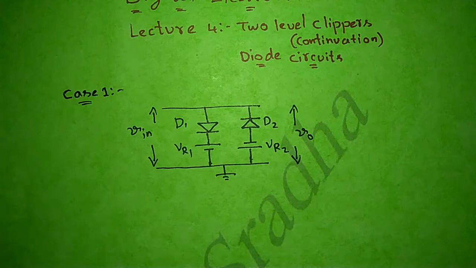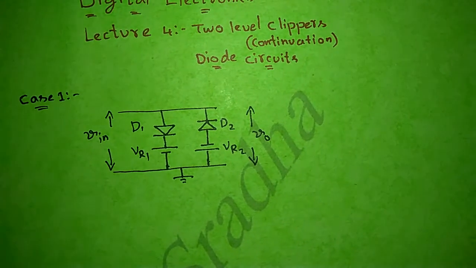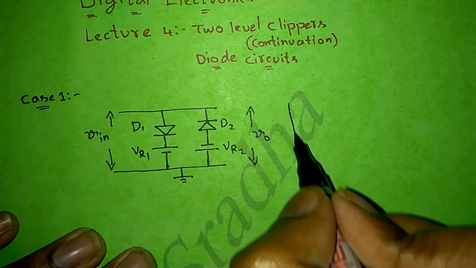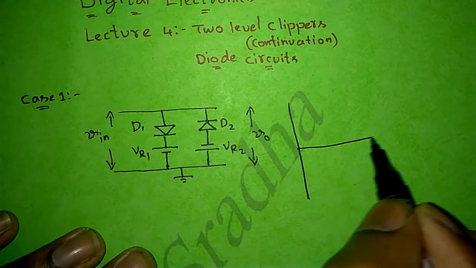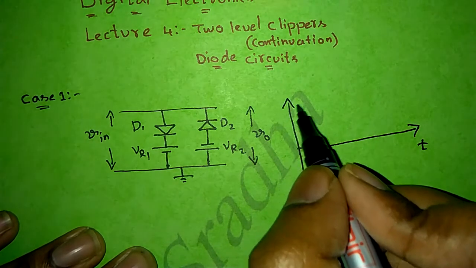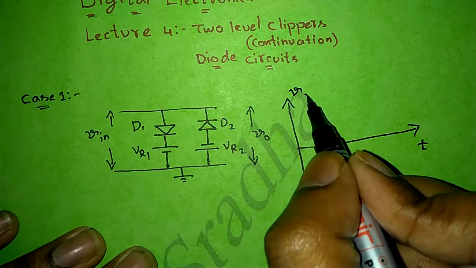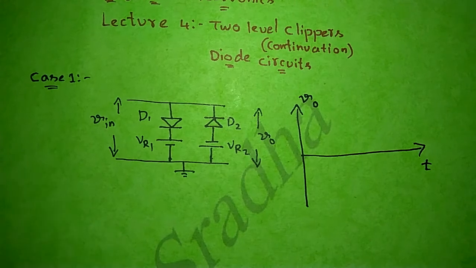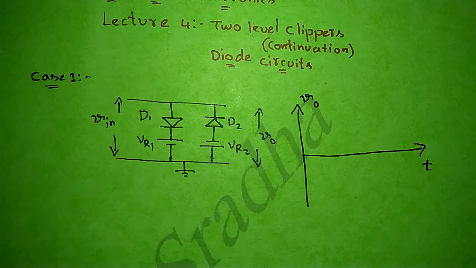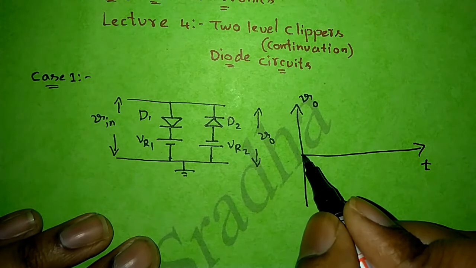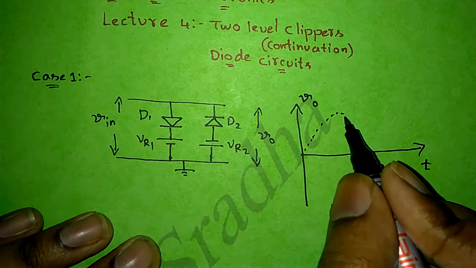For getting the output, I am taking the graph like this. Initially I am considering a graph having x-axis and y-axis. On the x-axis we will take time, on the y-axis I am representing the output waveform V0. Here I have to plot the output. For reference purpose, I will consider the input waveform on the same graph by plotting with dotted lines like this.